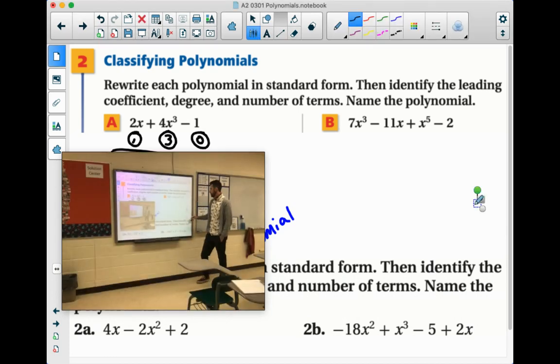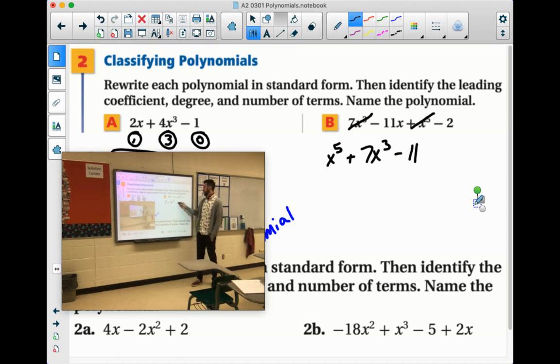All right. So highest degree we see is this x to the 5th. So we'll put that first. All right, that one's handled. Then we have 7x to the 3rd is our next highest degree. Then we have -11x, and then we have the -2. So here it is in standard form.